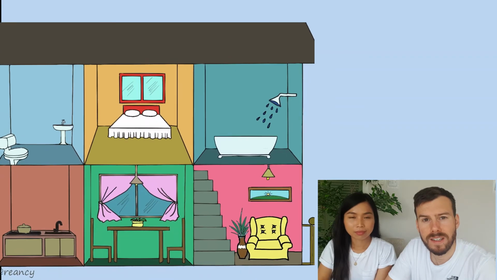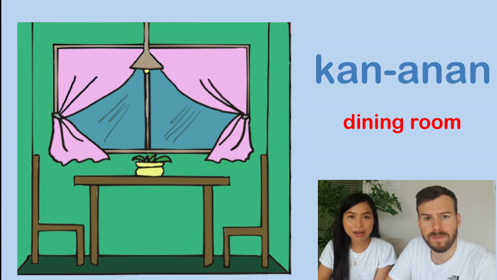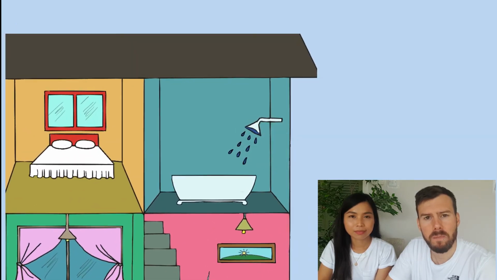Our next room is the dining room. So how do we say that one? Kan-anan. Dining room is kan-anan. The next room in the house we're going to learn is bathroom.